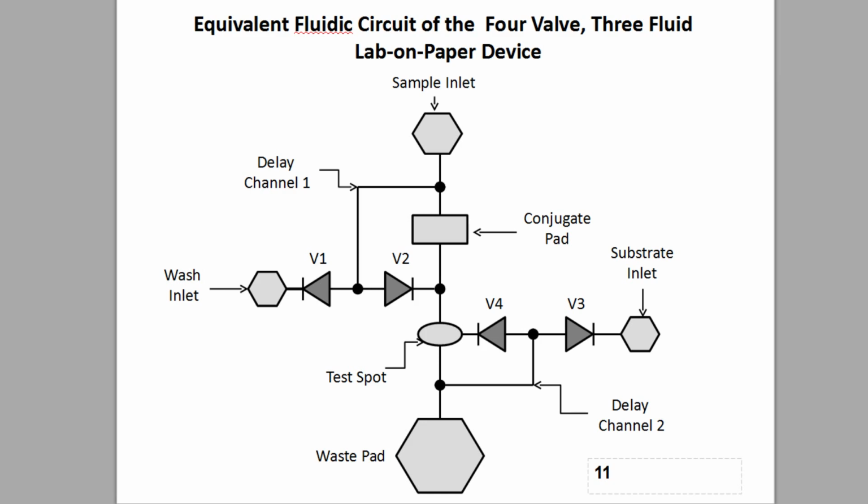After the sample fluid and wash have passed the test spot, a portion of them flows into delay channel 2, where it turns on diodes V3 and V4, now allowing the substrate to flow over the test spot and create the colored precipitate. In a final device, the housing holding the device will also have receptacles into which the wash and substrate solutions will be held, so that the user will only have to load the sample in its inlet for the assay to begin.